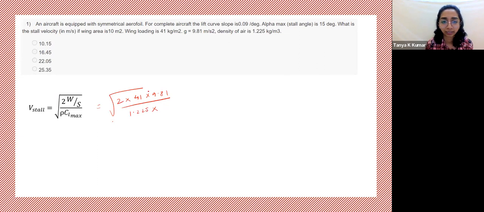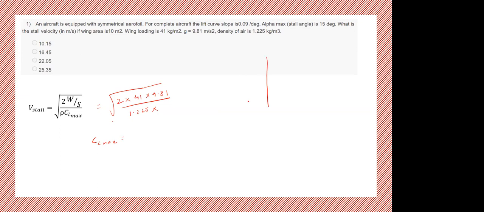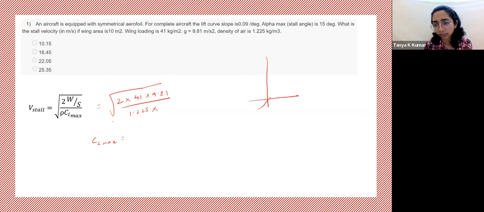What is CL max? Ma'am, under root of CD naught by K. Airfoil is given to you, right? So this is your profile for the airfoil. And they've given you the maximum alpha, that is the stalling alpha. They've given you alpha stall. Now CL max is this point, right? This is CL max.